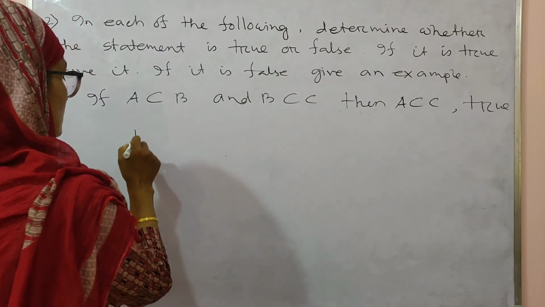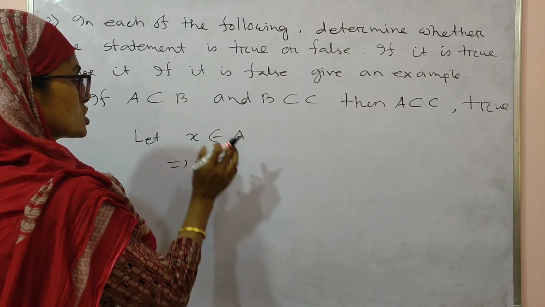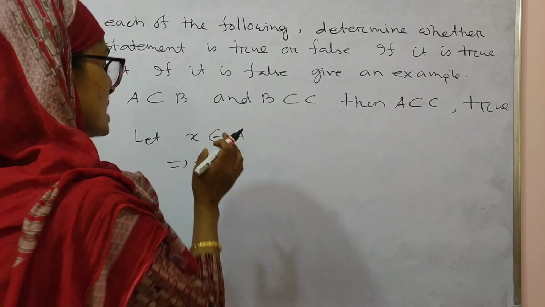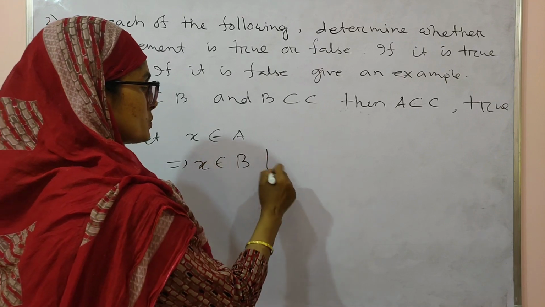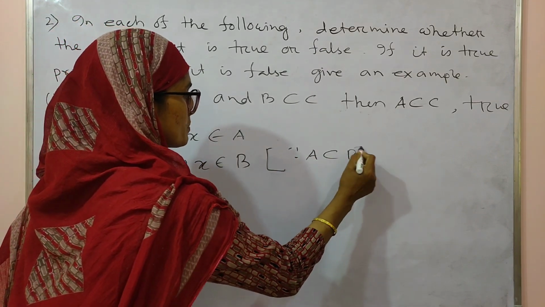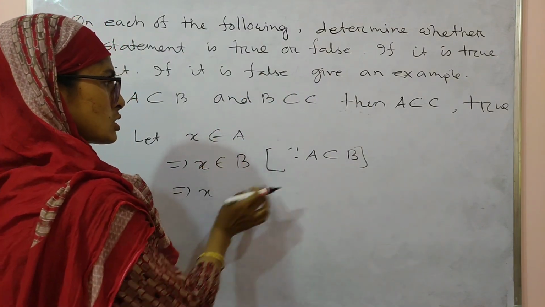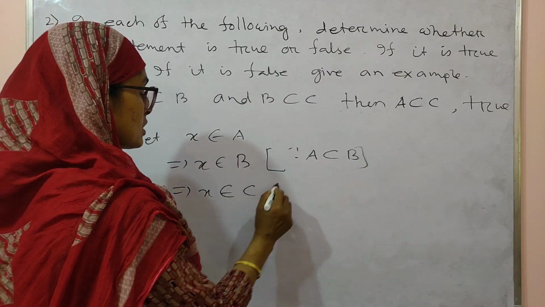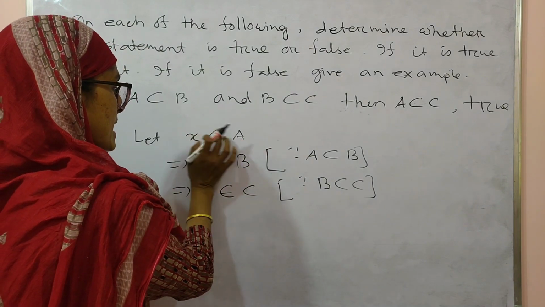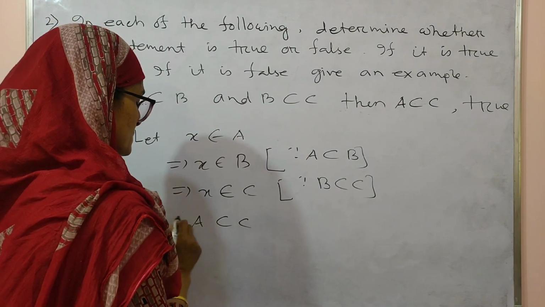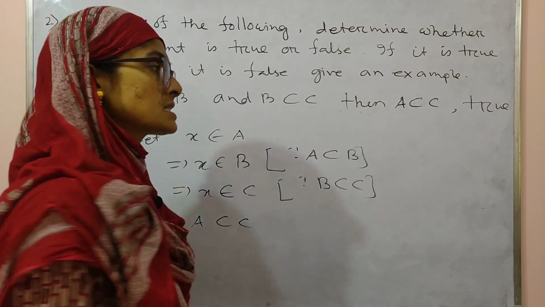For proof, let X belong to A. Here A is a subset of B, that means every element of A is also an element of B. So you can write X belongs to B, since A is a subset of B. Again, B is a subset of C, so every element of B is also an element of C. So you can write X belongs to C, since B is a subset of C. Therefore, A is a subset of C. You can write, since X belongs to A, you got X belongs to C. So therefore, A is a subset of C.